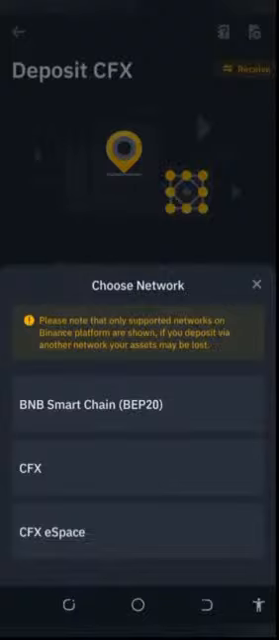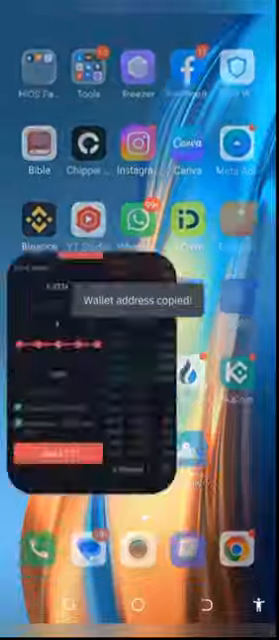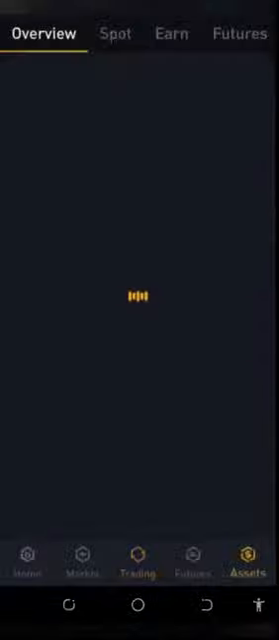But to send it over, CFX eSpace wasn't showing up. Can you see how confusing this is? Can you see how confused I was? Because I was wondering, there's CFX and there's CFX eSpace. Anyway, I'm choosing CFX eSpace. And then I'm just going to copy that, go back to Binance, and then I'll just go send it, right? That's all I'm going to do. I'm not going to keep it.